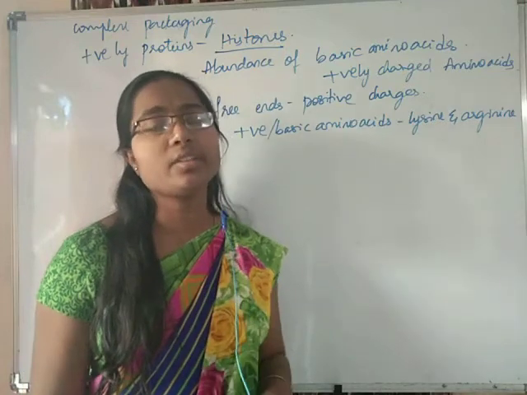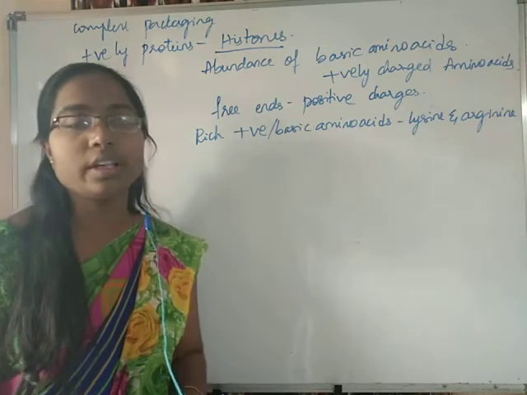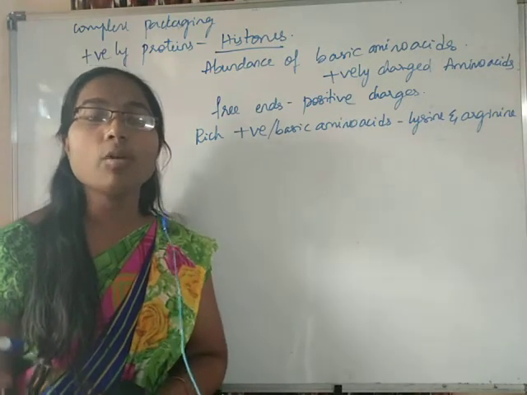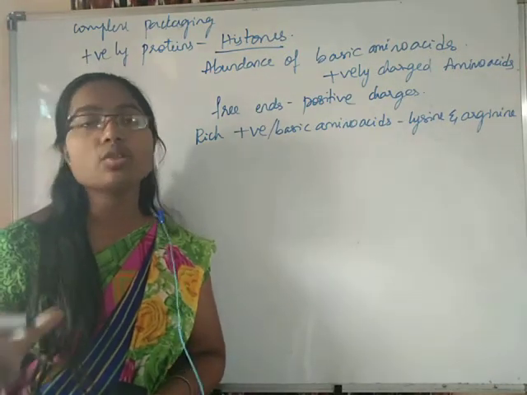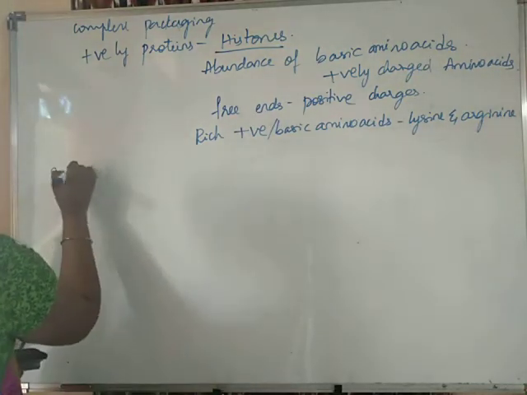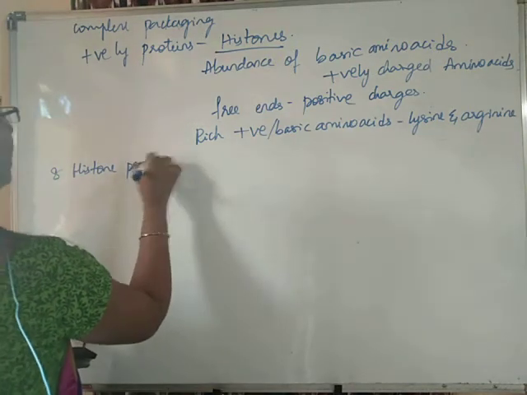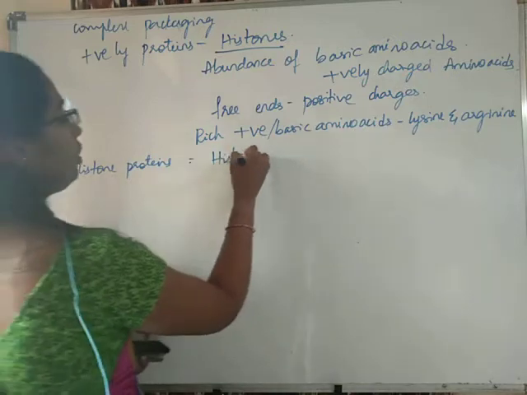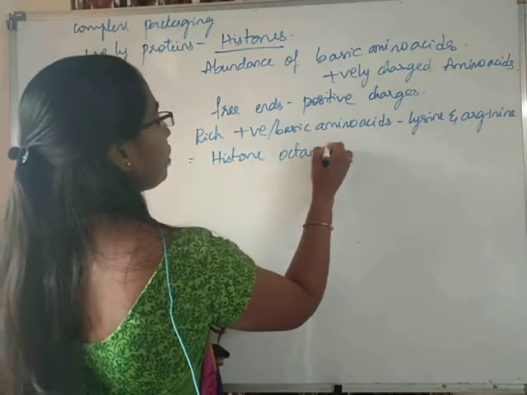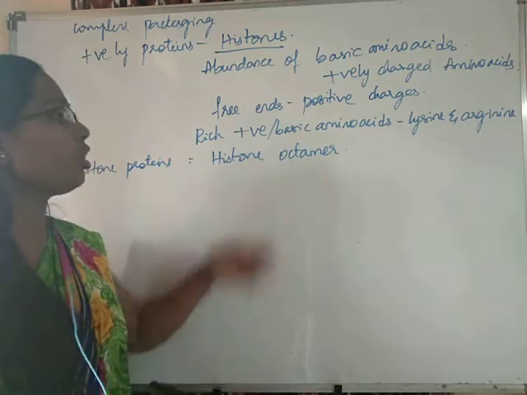These histone proteins are positively charged proteins. They occur in the form of complex molecules called histone octamers. Eight histone proteins together form a histone octamer. The DNA will be wrapped around this histone octamer.